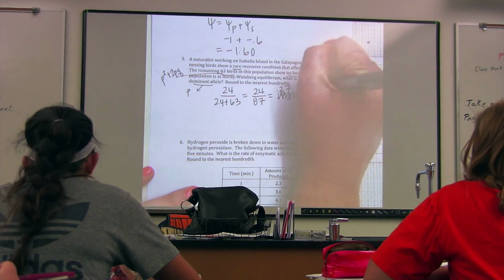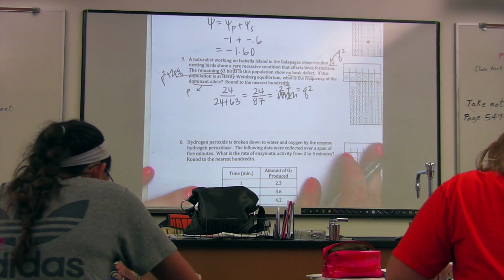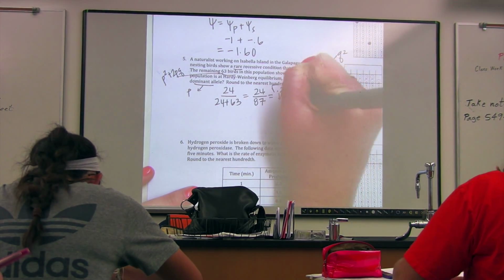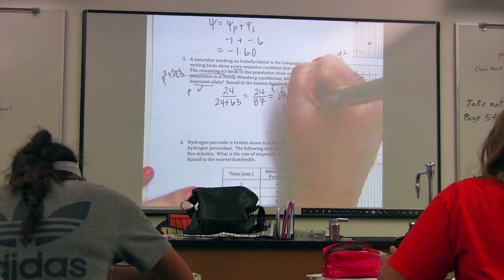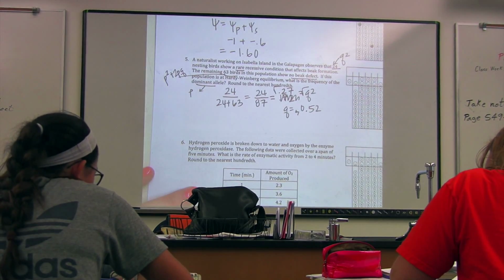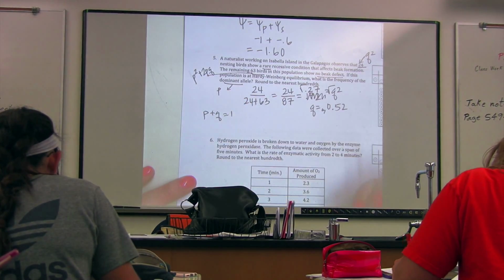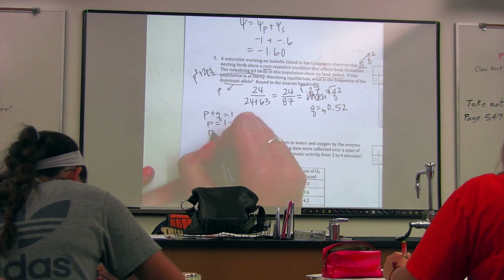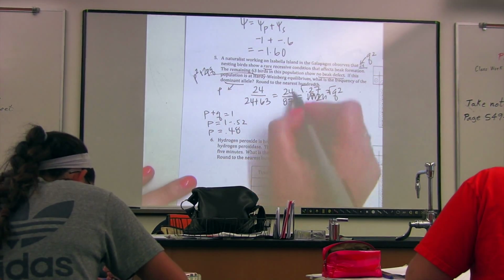Yeah. Okay, thank you. And this is now my true q squared. Do I care about q squared? No, but I can get something from it. What can I get? q. I'm going to square root that, so q equals the square root of 0.27. Because you have a calculator. 0.52. Right? That's my q. I don't really care about q, but I do know that p plus q equals 1. So p equals 1 minus 0.52, which means p equals 0.48. Round to the nearest hundredth.